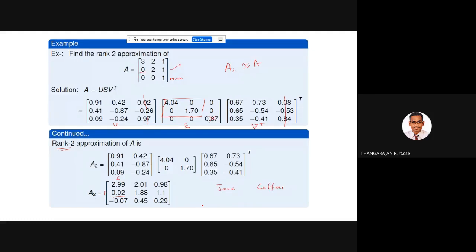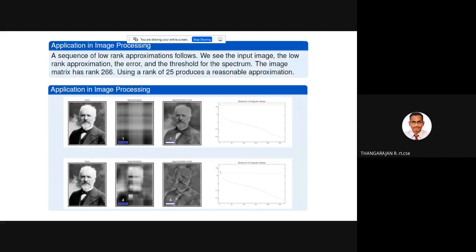You find that Java is a brand of coffee, which may not appear in your corpus, but when you do a lower rank approximation, this evidence will come out. That is what is called latent semantic analysis. Another example I have shown here is about image processing. For example, this is your original image.